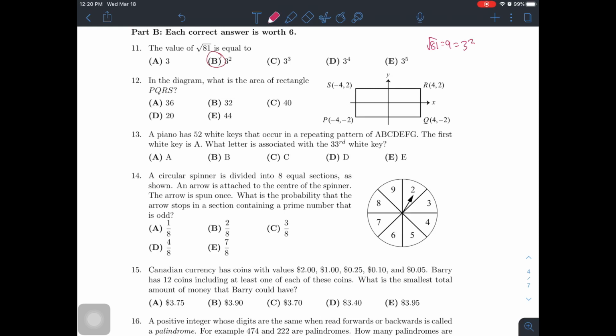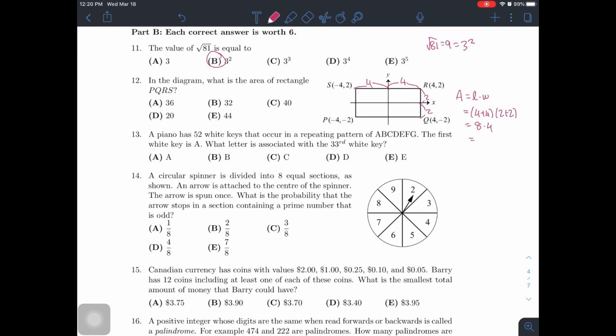Question 12. In the diagram, what is the area of rectangle PQRS? The area of a rectangle is equal to the length times its width. We know that the length of this is 4, the length of this is 4. We know that the length of this is 2, and this is 2. Therefore, we know that the length is 4 plus 4, and the width is 2 plus 2.